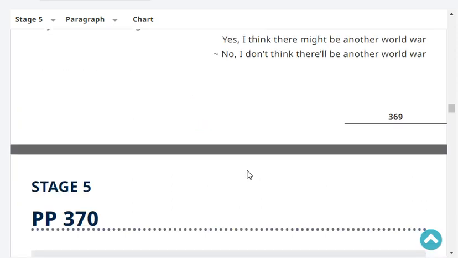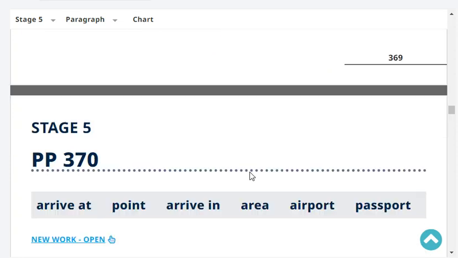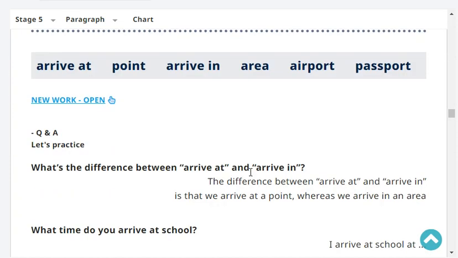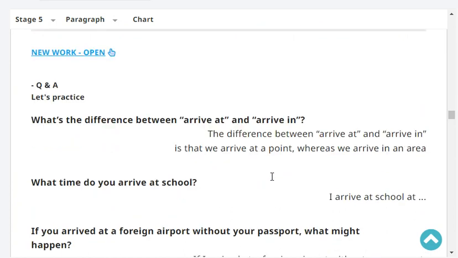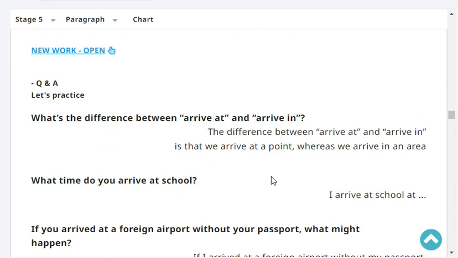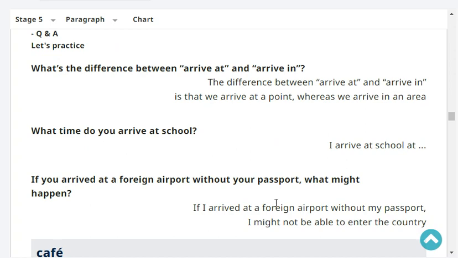Yes or no? No, I don't think there'll be another world war. Very good. What's the difference between arrive at and arrive in? The difference between arrive at and arrive in is that we arrive at a point, whereas we arrive in an area. Very good. What time do you arrive at school?